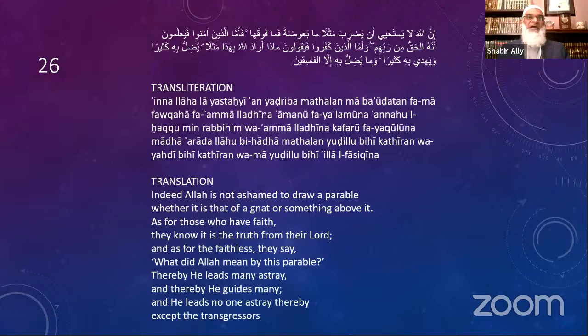We believe in it. We have no doubt in it. As for those who disbelieve, they're going to say, what does Allah mean by this parable? They're going to make mockery of it. It's not only that they're asking what it means, they're going to make mockery of it. So Allah subhanahu wa ta'ala is saying that thereby he leads many astray, and thereby he guides many.